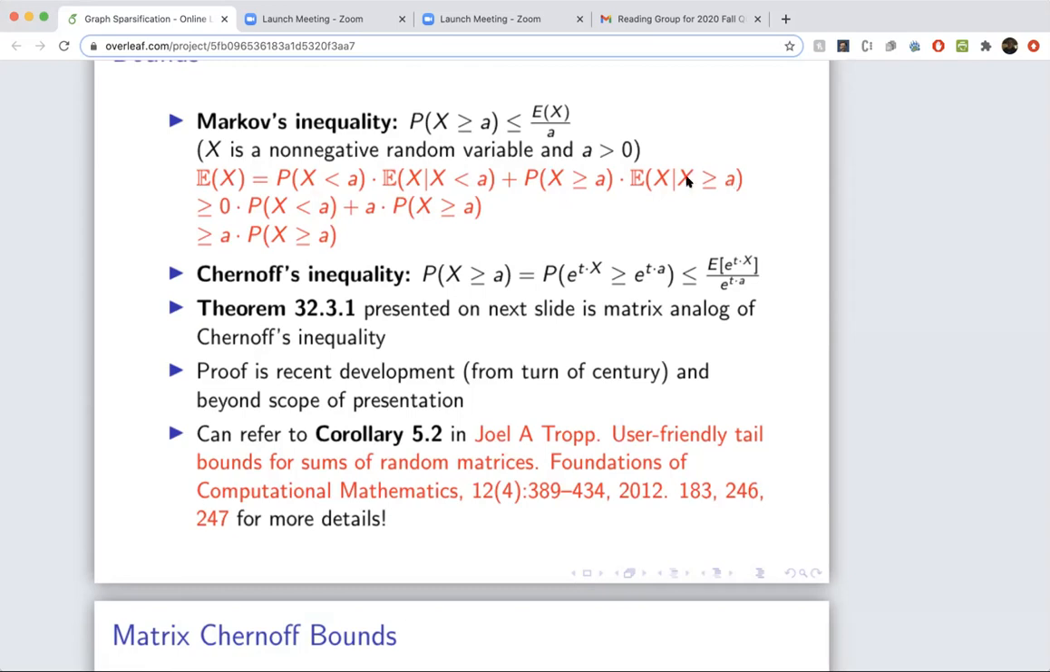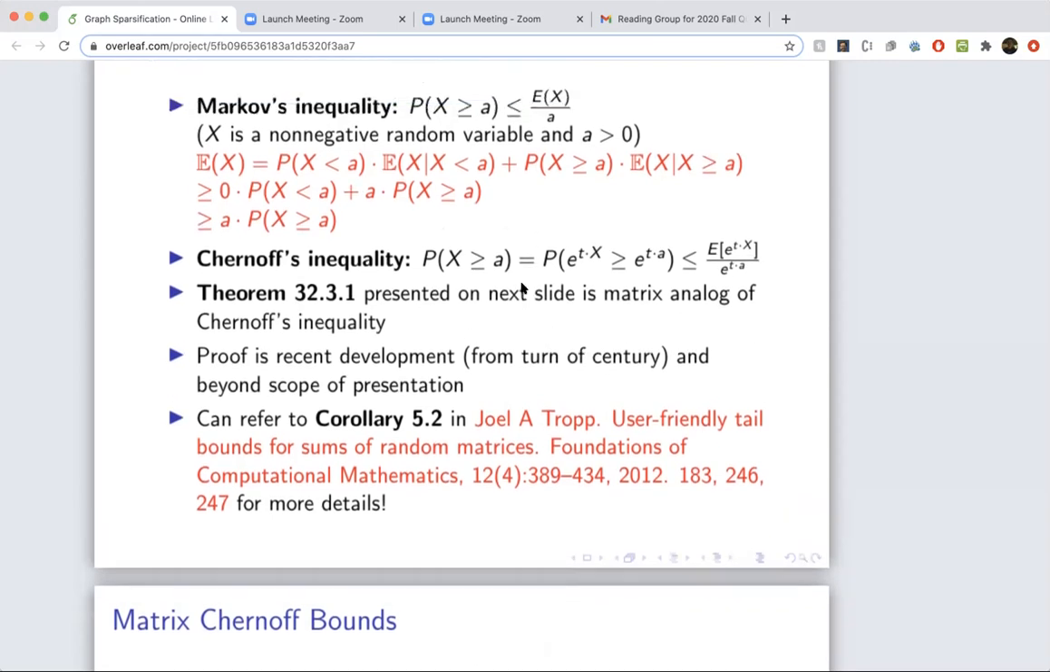But because X is a non-negative random variable and A is greater than zero, if the probability of X taking on a value higher than A had some probability greater than zero, then the expectation could only be greater than or equal to A. So we can replace this term with A and we get a nice lower bound. And then we see here that this expectation term is greater than or equal to A times the probability of X greater than or equal to A. And that's how we get Markov's inequality.